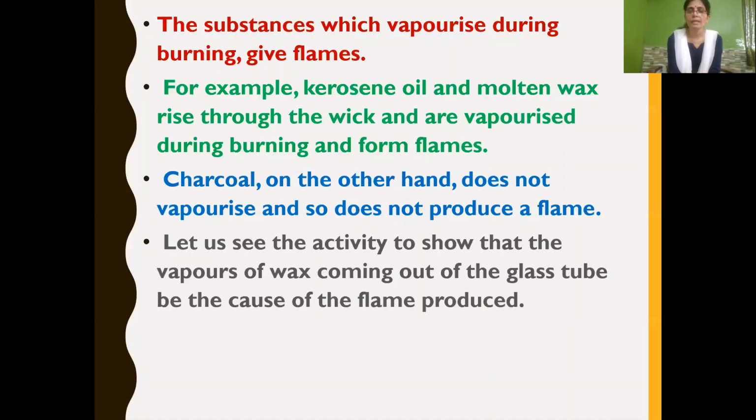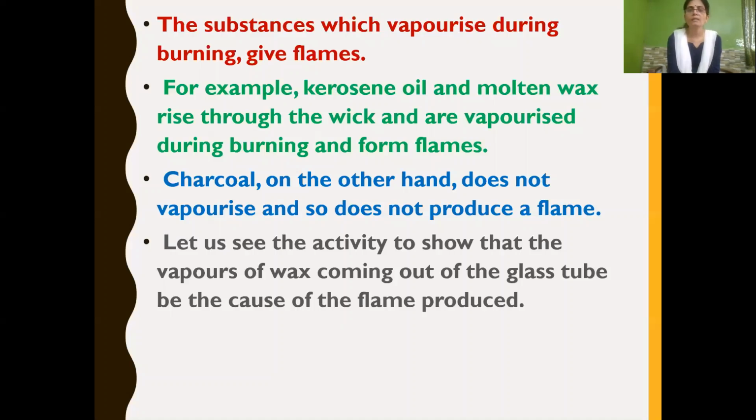So molten wax, molten means melted wax, rises through the wick and is vaporized during burning and forms flames. Charcoal or coal, on the other hand, do not vaporize and so they do not produce flame. So, children, the substances which vaporize during burning give flames, and substances which do not vaporize do not form flame.